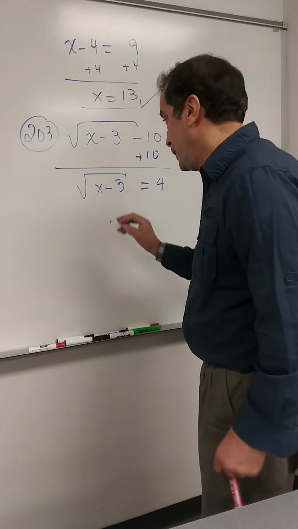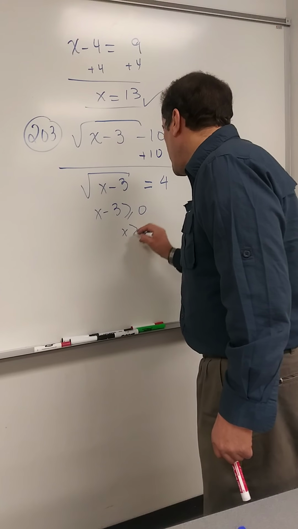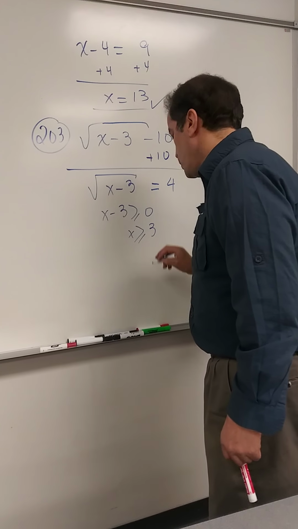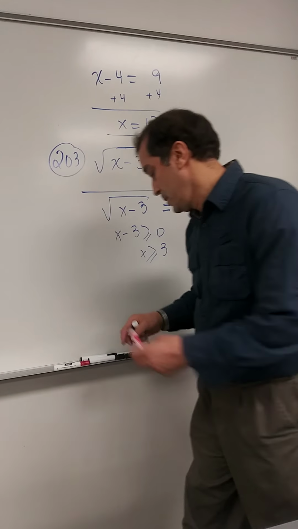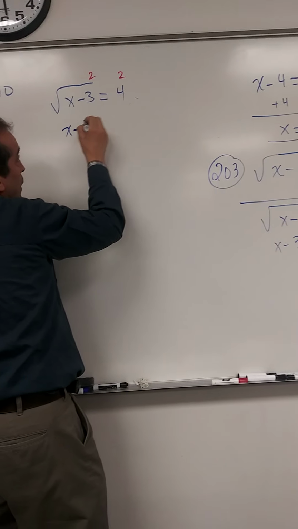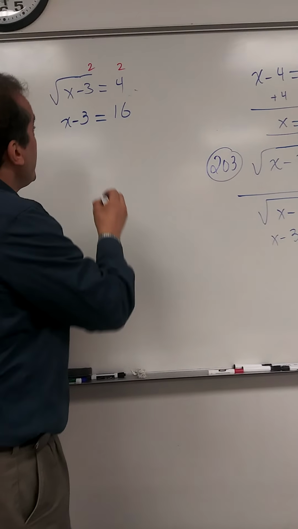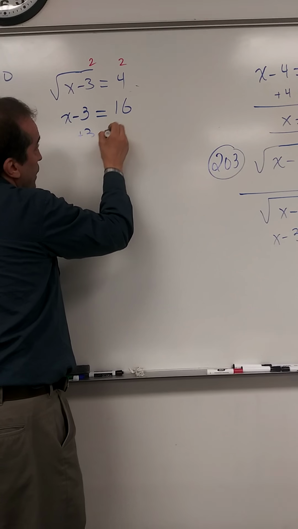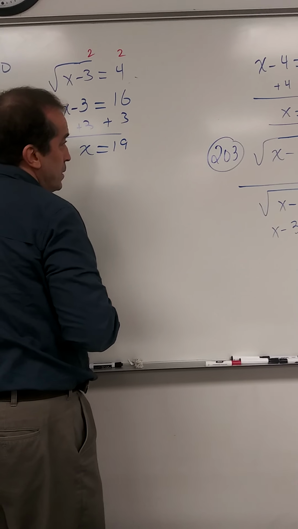Now we do the domain. We want x minus 3 to be greater than or equal to 0, so x is greater than or equal to 3. We're going to square both sides next. Square root of x minus 3 squared is just x minus 3, and then 4 squared is 16. This is a linear equation. Add 3 to both sides, and that will give us x equals 19. That's the solution.